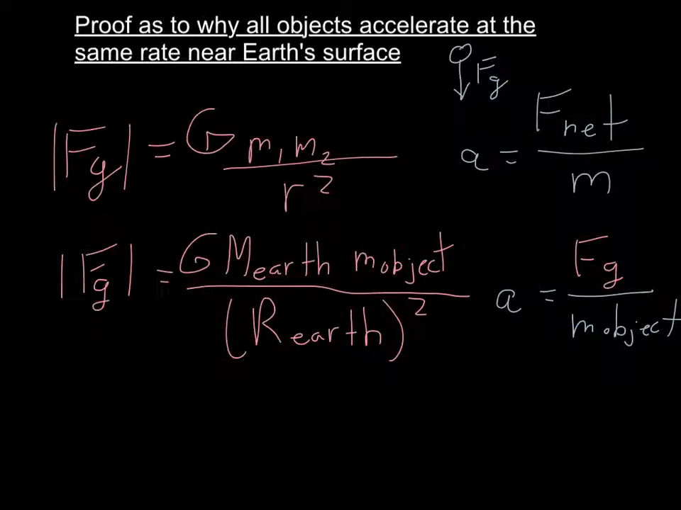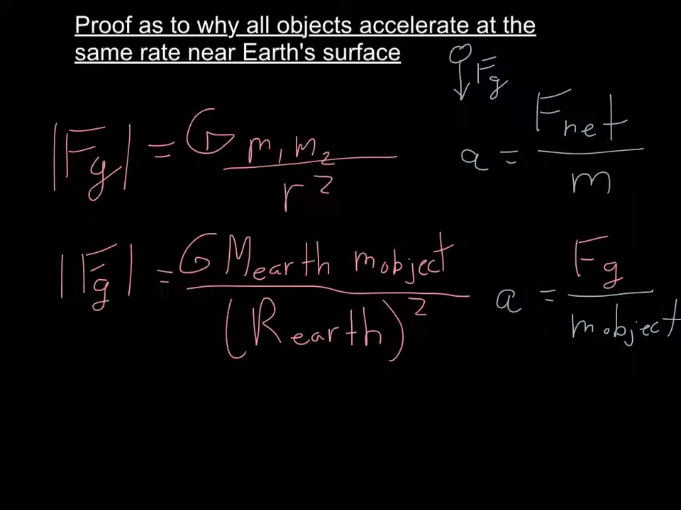If we're talking about the force of gravity for something near the surface of the Earth, that will mean that my two masses would be the Earth and the mass of whatever object we're looking at. And the distance, if we're at the surface of the Earth, would just be how far it is from the surface to the center of the Earth, or the Earth's radius. So we're going to take that right there and put that on hold for now.